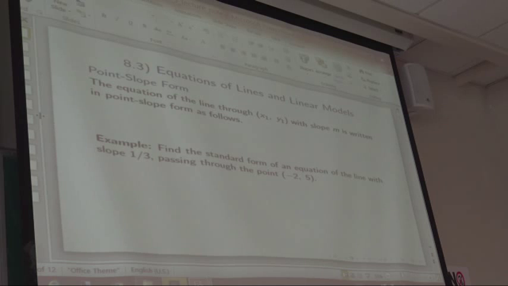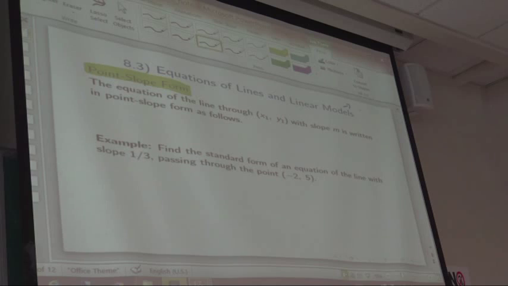Now the 8.3. Equation of line and the linear model. So we'll discuss some formulas for the line equation, or the straight line. And the first formula is the point slope form.